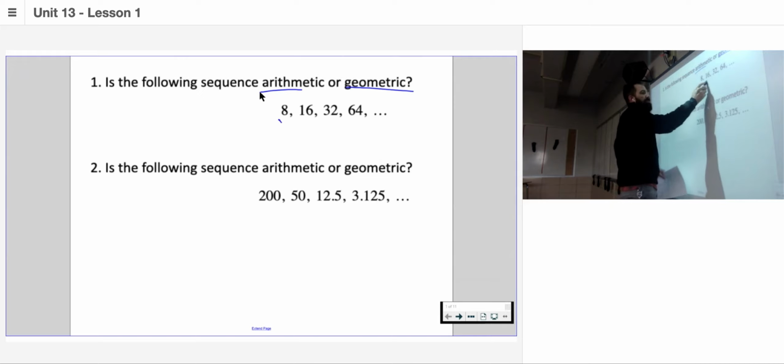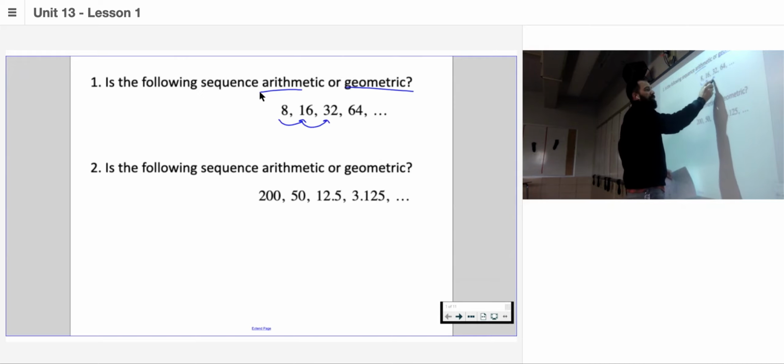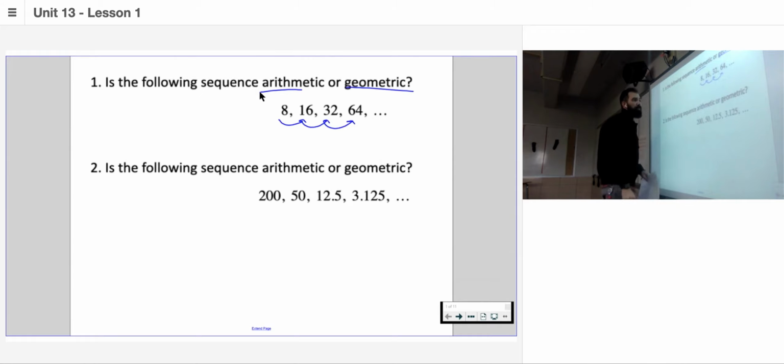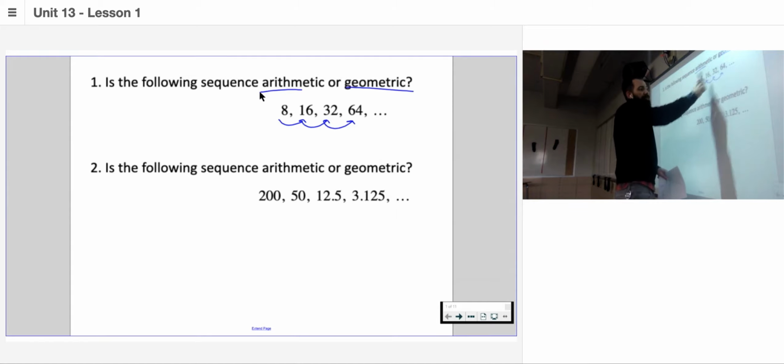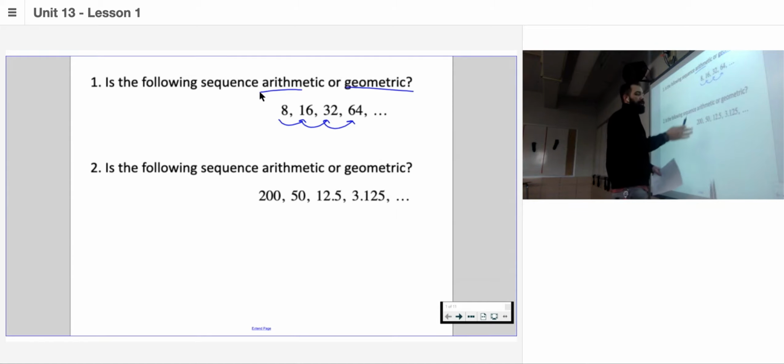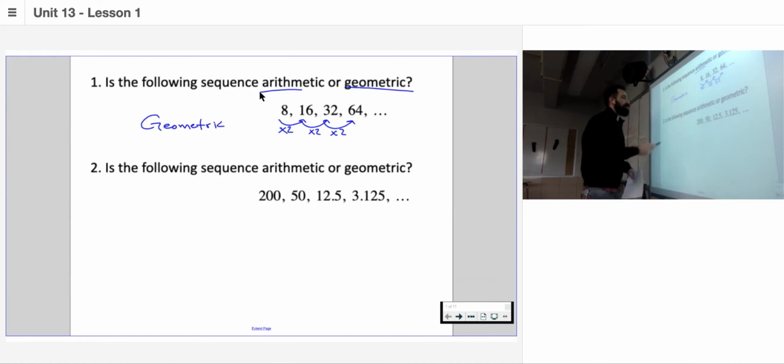We're going from 8 to 16, 32 to 64. Well, 8 plus 8 is 16. 16 plus 8 is not 32, so that doesn't work. We're getting bigger, so we're not going to subtract here. Let's try multiplication. 8 times 2 is 16. 16 times 2 is 32. 32 times 2 is 64, so my answer is going to be geometric. We are multiplying. Remember, geometric is either multiplication or division, so my answer is geometric.